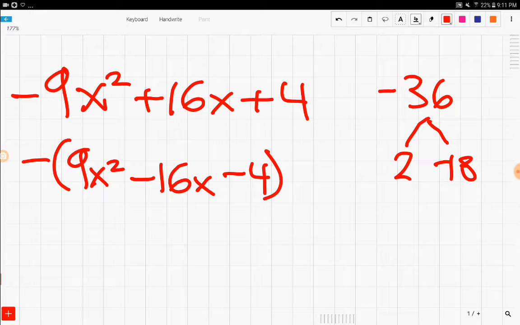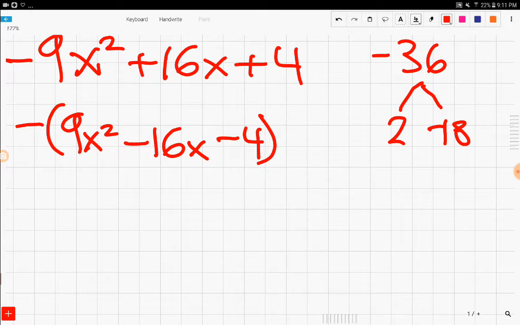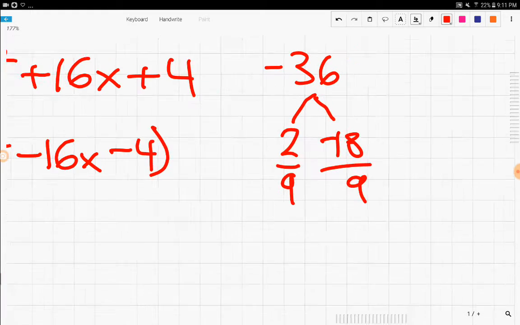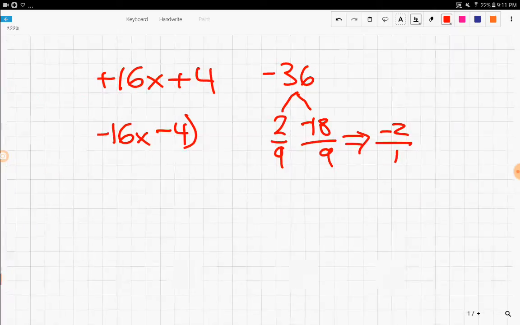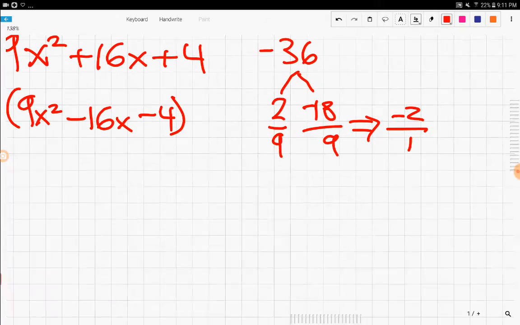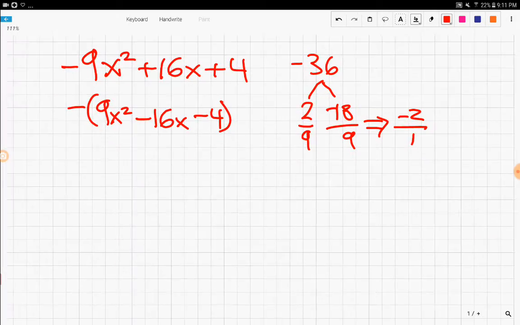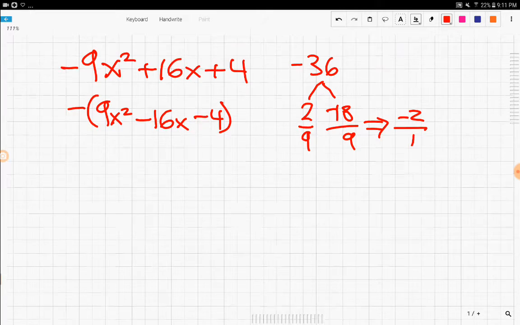So now that we're done finding two factors that add to negative 16, we now have to divide them by the a term. So we divide by a, and the negative 18 over 9 simplifies to negative 2 over 1. And now here comes the weird part, because it doesn't really make sense. But this is how it works.